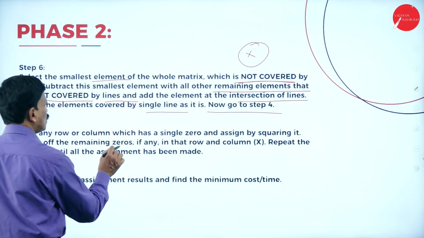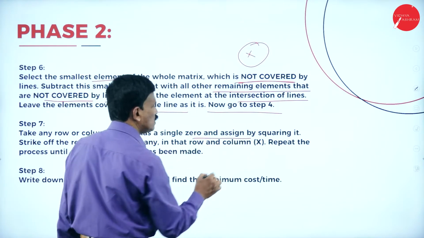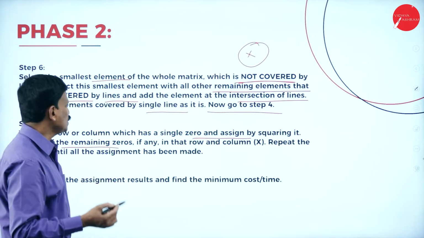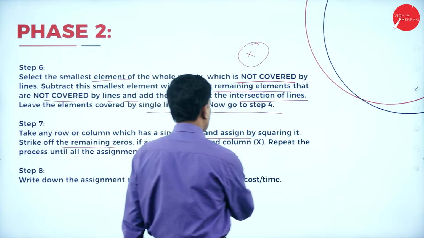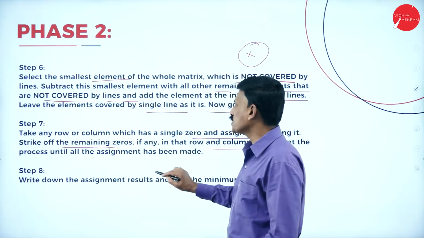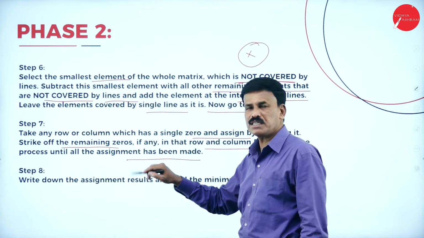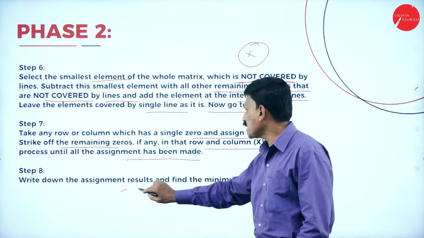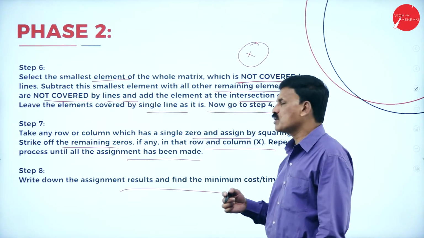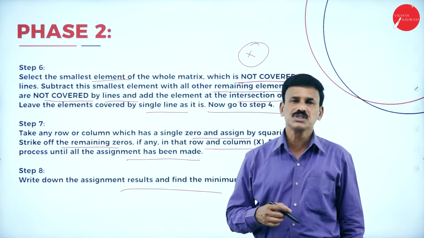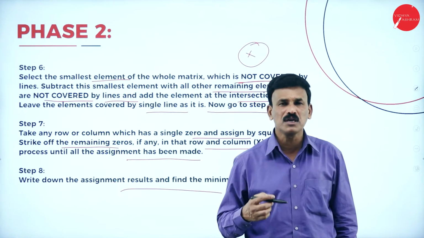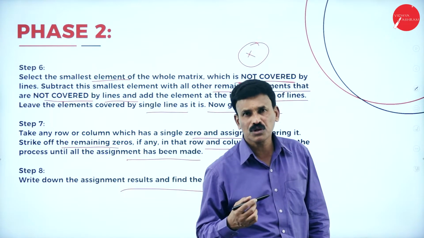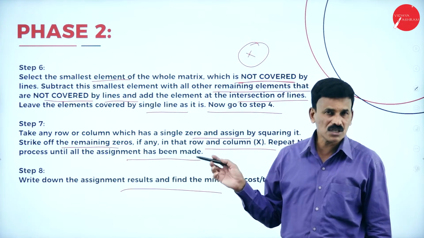Take any row or column which has a single zero and assign by squaring it. Then strike off the remaining zeros, if any, in that row and column. Repeat the process until the assignment has been made. Then the final step is to write down the assignment result and find the minimum cost or the minimum time. So this is how we are going to solve a problem using the Hungarian method for an assignment problem. I can explain this while solving the problem.